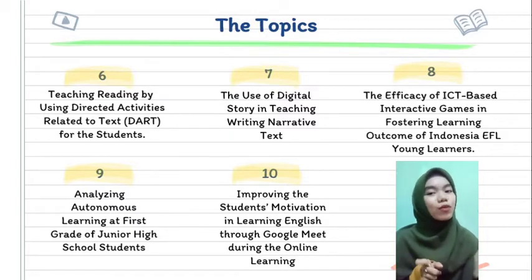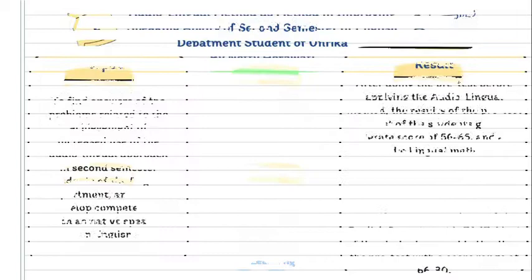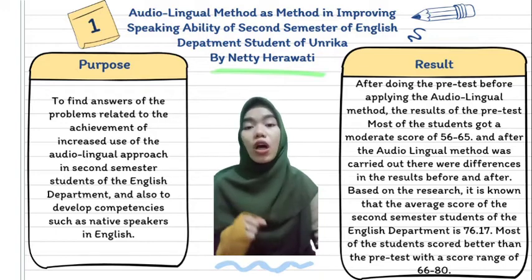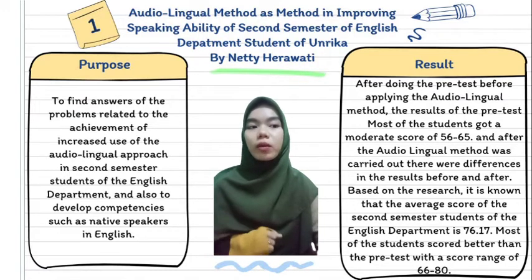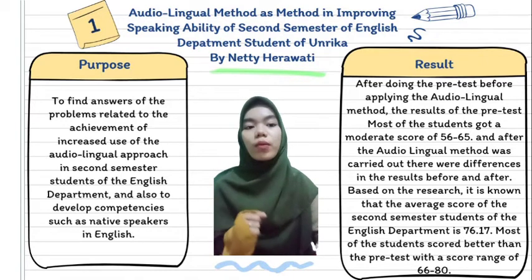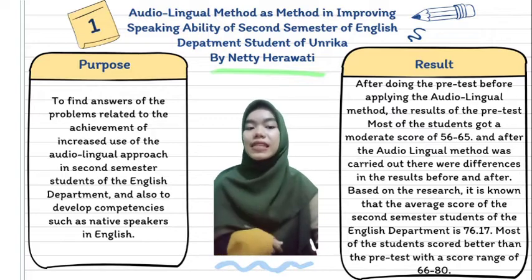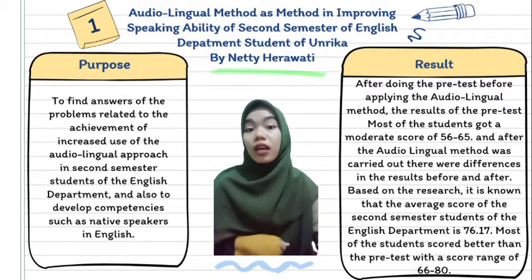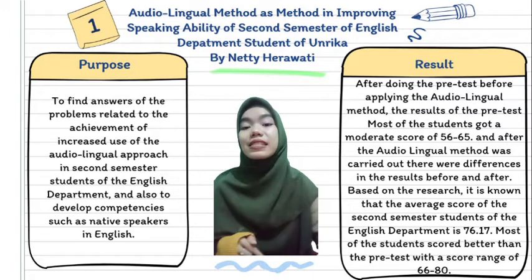So, let's move to the first topic. The first article is audiolingual method as method in improving speaking ability of second semester English department students of Unrika by Niti Herawati. So the purpose is to find answers of the problems related to achievement of increased use of the audiolingual approach in second semester students of the English department, and also to develop competencies such as native speakers in English.